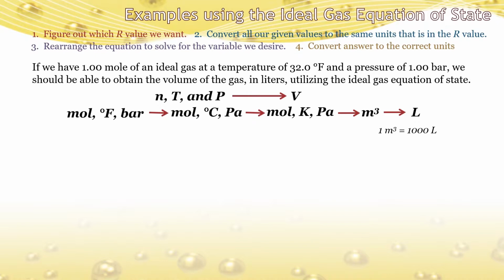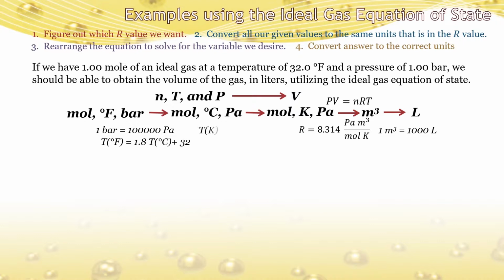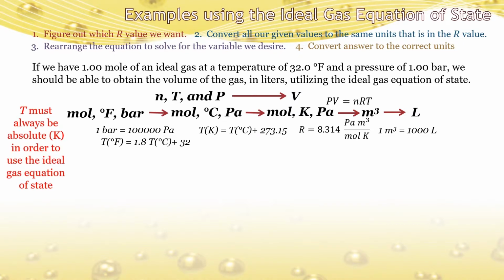I figure that the given values have only 3 sig figs, so 4 sig figs in the R constant should suffice. Now, if I want to use this particular value of R, 8.314 Pascal meter cubed per mole Kelvin, I need to make sure that all my other given values are in the same units for the temperature and pressure. I will need to convert my given pressure in bar to the equivalent pressure in Pascal and my temperature from degrees Fahrenheit to Kelvin.